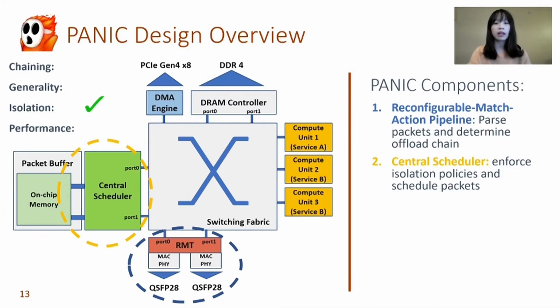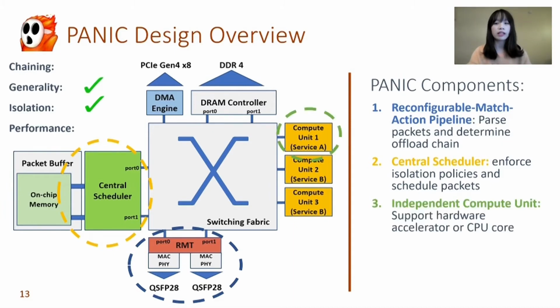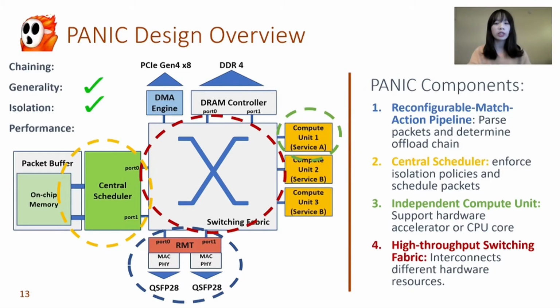To support generality requirements, Panic utilizes a compute unit to attach offloads. The compute unit can either be a hardware accelerator or a CPU core, and it can have either line rate performance or non-line rate performance. Panic uses an on-chip switching fabric to provide high-speed communication between all these Panic modules. The switching fabric together with the RMT pipeline enables dynamic chaining in Panic.